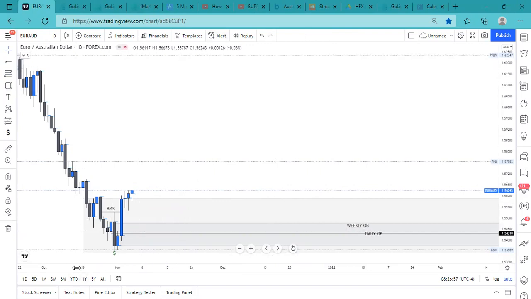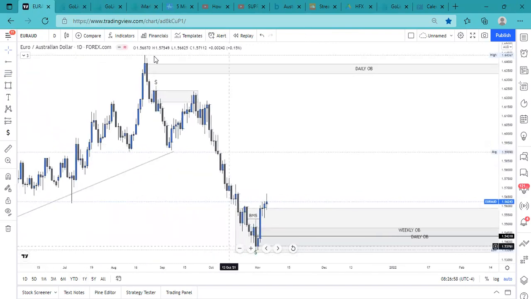So now you'll be wondering, where is price going? Price is going into this zone. Price is coming into this zone to fill up this imbalance we have here, and that imbalance we have there.